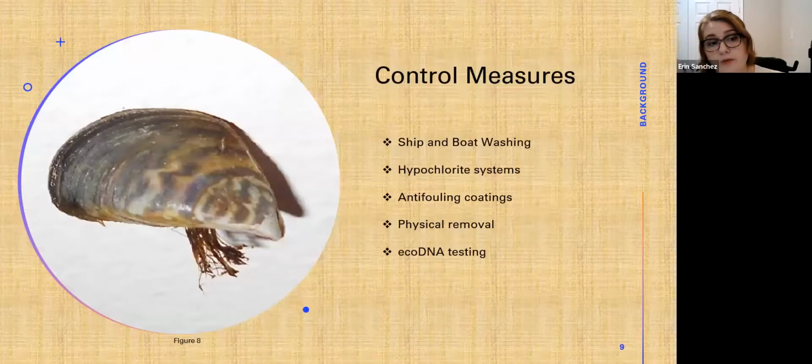The current control measures for zebra mussels are thorough ship and boat washing, which can keep zebra mussels from jumping into new waterways, sodium hypochlorite systems and anti-fouling coatings, which can stop attachment, and physical removal is used to clean areas already infested. Eco-DNA testing can also be used to test for veligers by testing water for zebra mussel DNA.